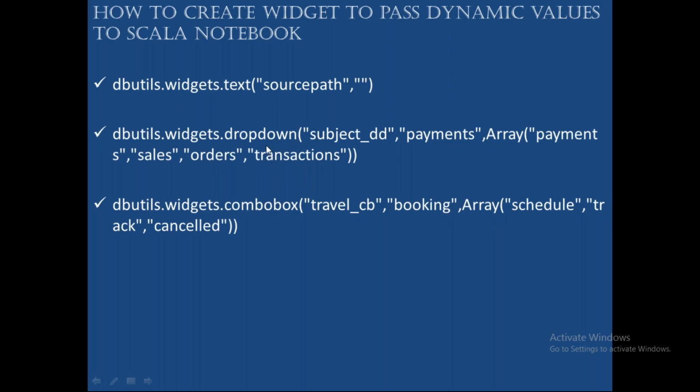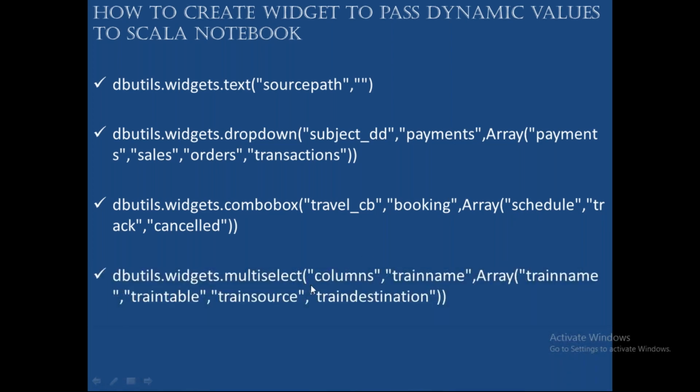But what is the difference between dropdown and the combo box? In dropdown, the default value must be there in this array list. But in combo box, the default value you may have, you may not have. That is not mandatory to have in this list. Next, this is multi-select. Multi-select is exactly the same, but here instead of square brackets, you need to use the array function to give all choices. This is the difference between Python and Scala.